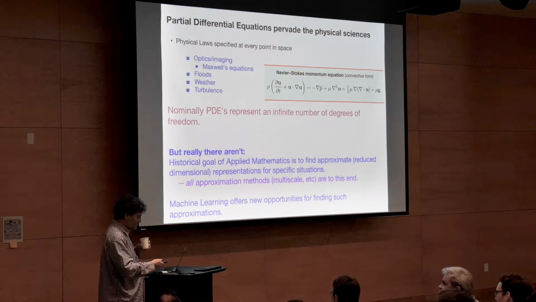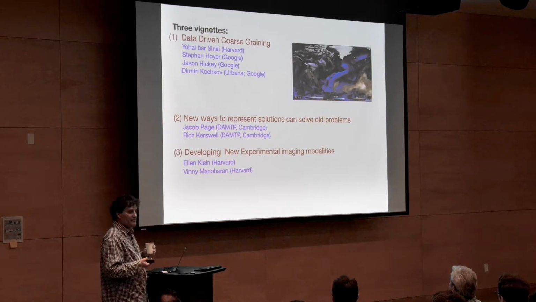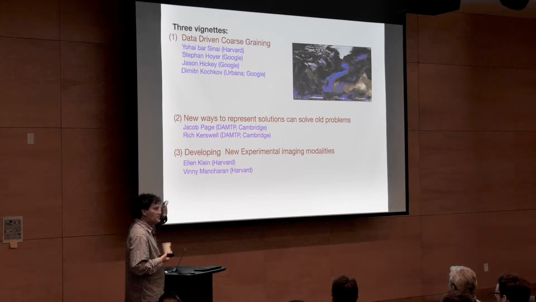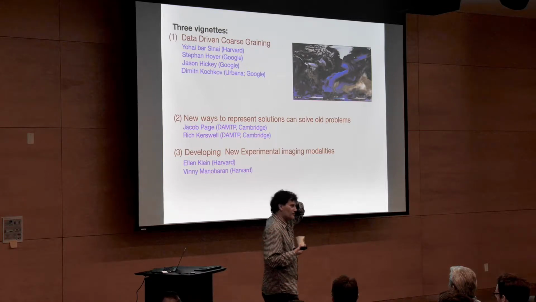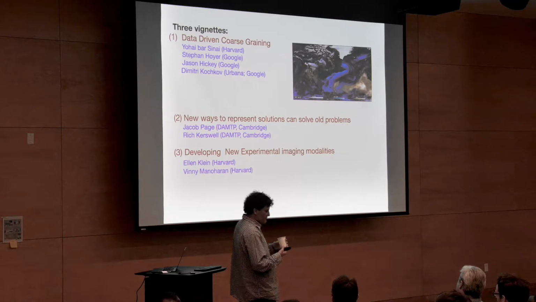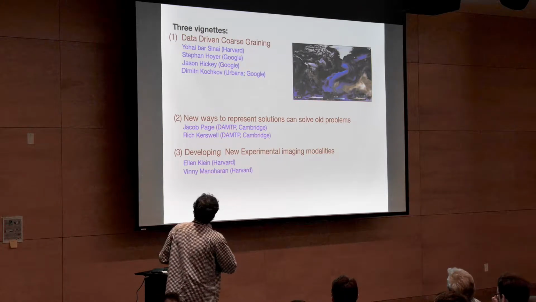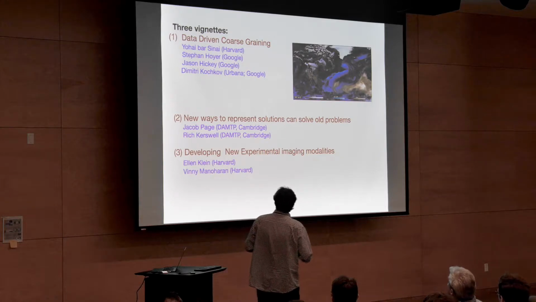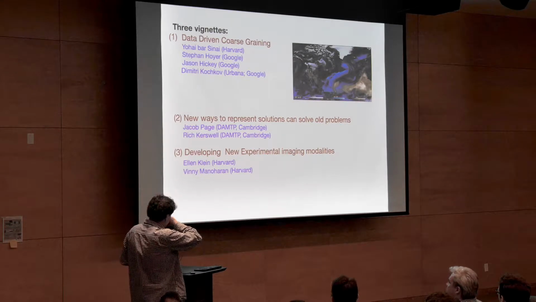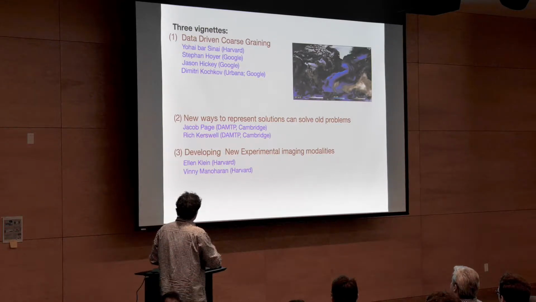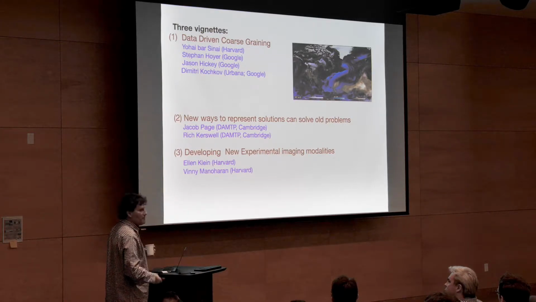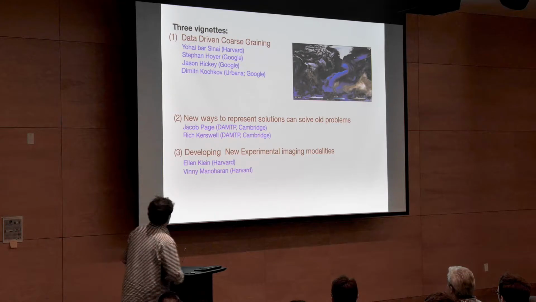We're trying to do this in a number of different ways. So this talk has 3 vignettes. The first one is the longest, but maybe I'll get to go through the second 2 too. These are just different ideas that we've thought about for how one might use machine learning to help with PDEs. The first is what you might call data-driven coarse graining. The second is something about representing solutions, which has similarities to some of the talks this morning. And the third, which I'm actually quite interested in, is developing new imaging modalities. Anyway, we'll see how far I get.